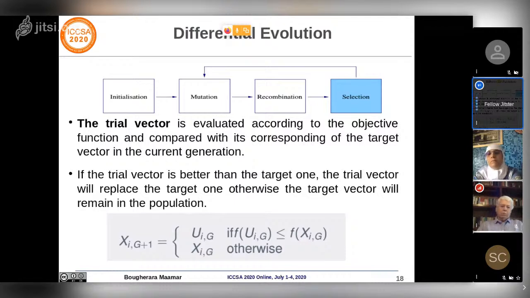The last step is selection. The selection is to evaluate the trial vector according to the objective function. If the trial vector is better than the target one, the trial vector will replace the target one.